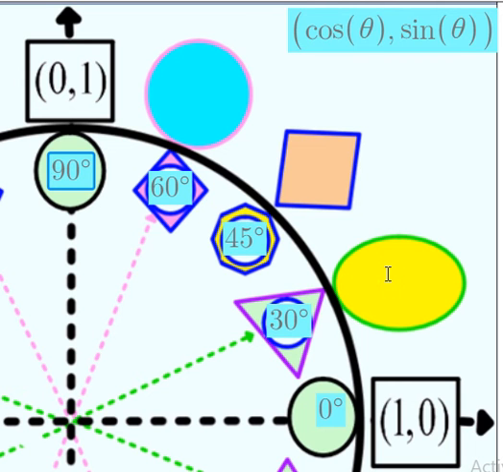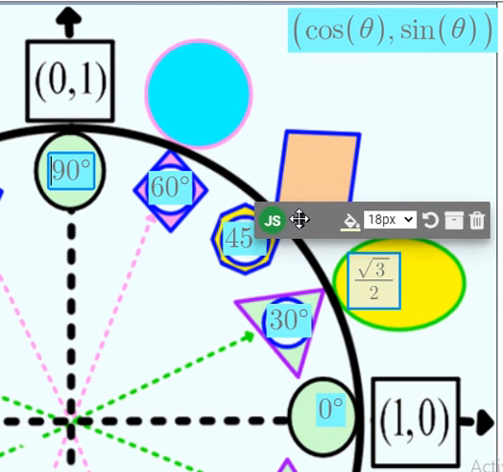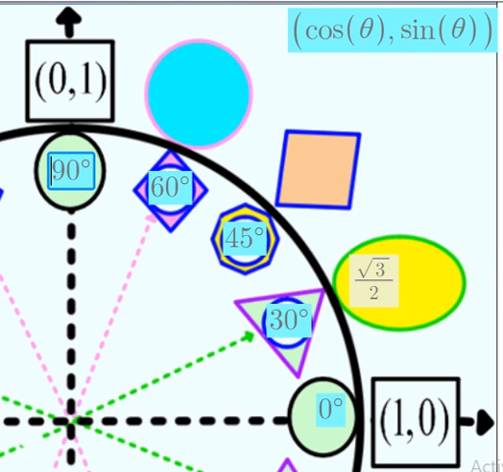Remember, the x-coordinate is always cosine. The y-coordinate is sine. These are actual points on the graph of a circle that has a radius of 1. So for 30 degrees, we have radical 3 over 2. That's our x-coordinate. Our y-coordinate happens to be 1/2.